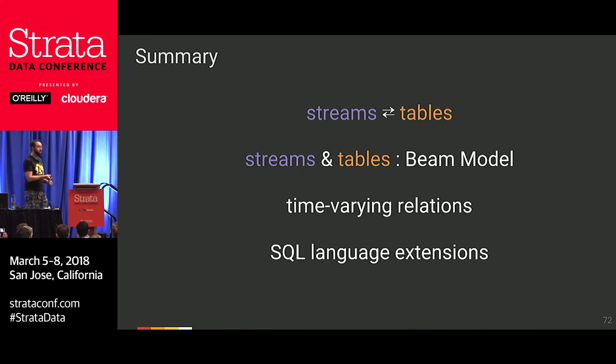To summarize, we looked at streams and tables and how they relate to one another, defined them independently of each other. We looked at how streams and tables relate to the Beam model and robust streaming data processing. We looked at time-varying relations and how they capture the evolution of a relation over time, but still leave relational algebra with this nice closure property, and then looked at some SQL language extensions that would allow you to deal with these things on a day-to-day basis.